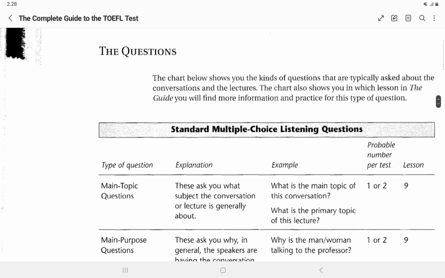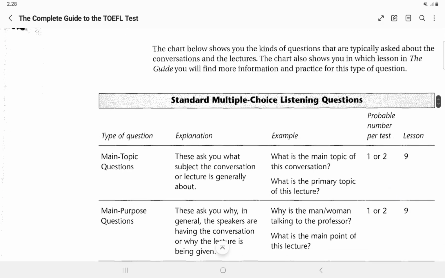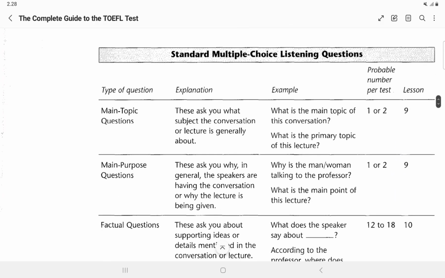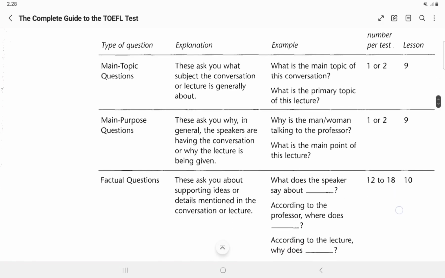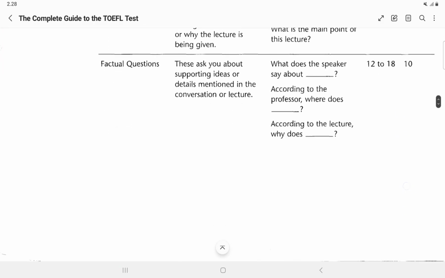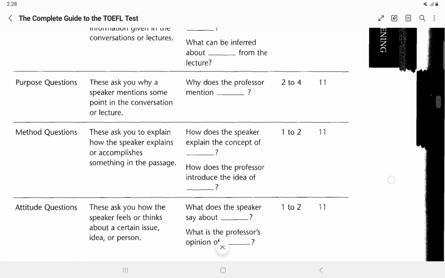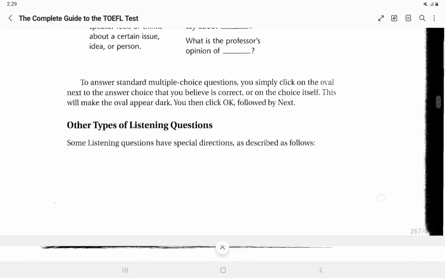The questions. The chart below shows you the kinds of questions that are typically asked about the conversations and the lectures. The chart also shows you in which lesson in the guide you will find more information and practice for this type of question. Standard multiple choice listening questions. Types of questions: main topic questions, main purpose questions, factual questions, negative factual questions, inference questions, purpose questions, method questions, attitude questions.